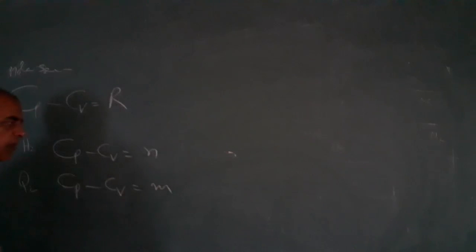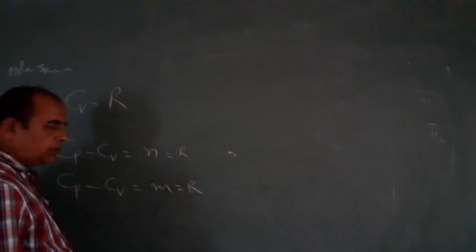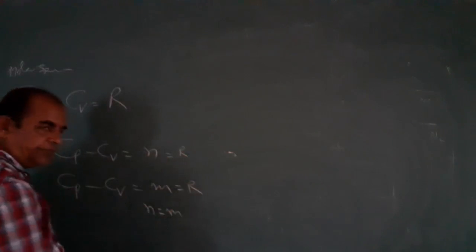And see one more problem. Cp minus Cv is equal to R for molar specific heats. For hydrogen, Cp minus Cv is equal to N. For oxygen, Cp minus Cv is equal to M. What is the relation between N and M? For hydrogen or oxygen, Cp minus Cv is equal to capital R. So capital R is equal to capital R. So N is equal to M.